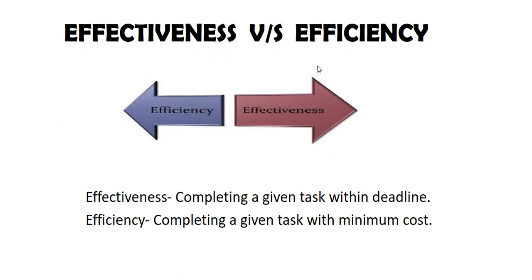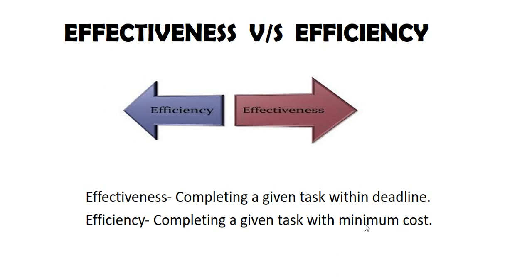Now moving to the next slide, that is effectiveness versus efficiency. First I will tell you what is effectiveness and what is efficiency. Effectiveness: completing a given task within deadline. Performing a particular task in a particular time or directed time is effectiveness. Now, what is efficiency? Efficiency is completing a given task with minimum cost. The input which is required to produce a good should be the minimum one. It should be the minimum cost. It should not be that the wastage is so much.